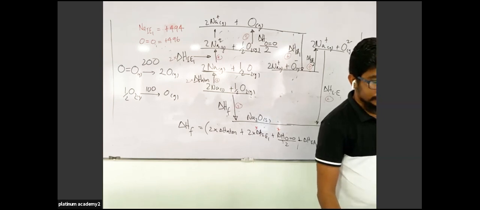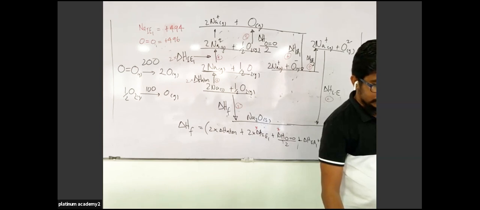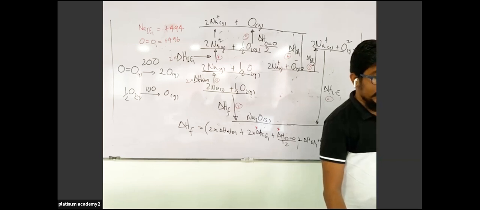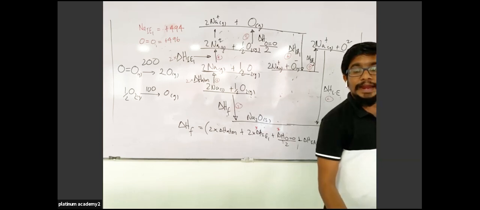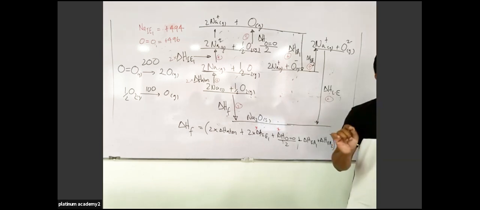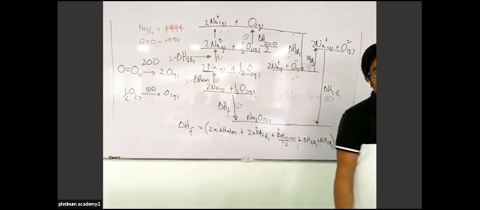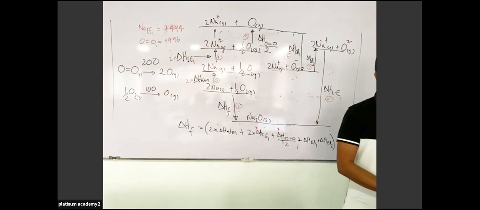Minus 2500, yes, kilojoule per mole. Because it's enthalpy, negative or positive, you have to put the sign. It's definitely lattice energy is negative. So you have to put kilojoule per mole.